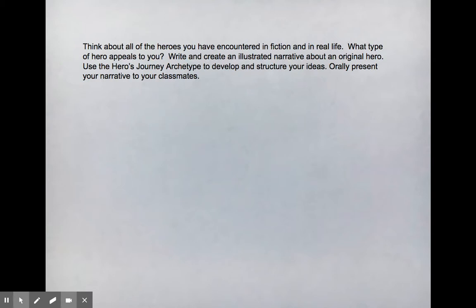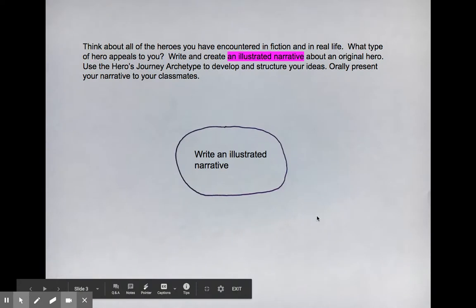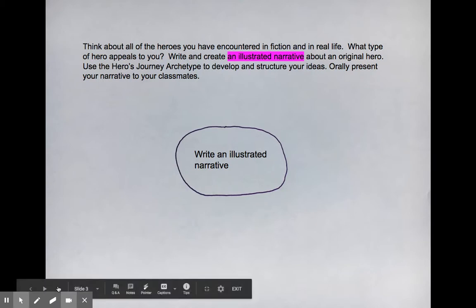Okay, so there's a lot of vocabulary in there. Let's break it down and try to figure out what it is that we're doing. Okay, so the first thing, our main task, highlighted in purple there, is we are going to write an illustrated narrative, meaning that not only is it going to be a written story, but there are going to be pictures in it as well. And we'll get into exactly what that means. Illustrating and pictures, we'll make that more clear as we go. So that's our main task, to write an illustrated narrative.